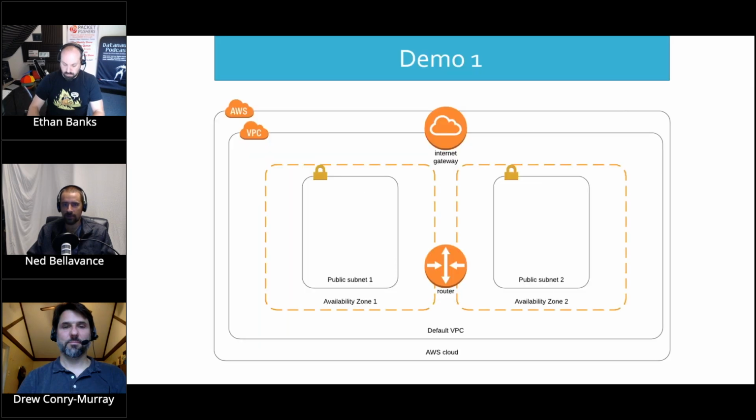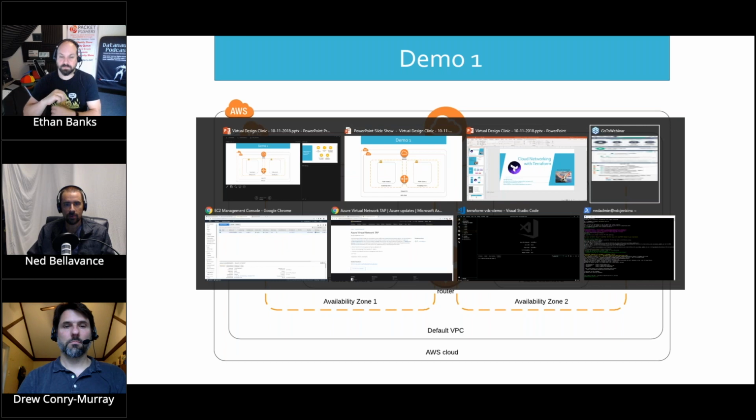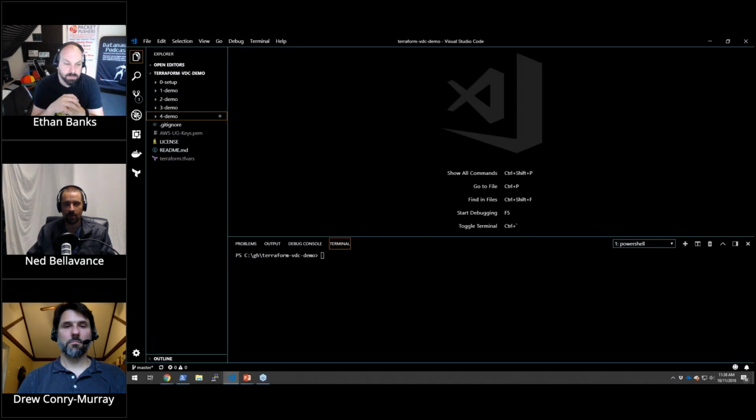So for the first demo, we're going to stand up a simple AWS VPC. For those who aren't familiar with AWS, VPC is their virtual networking construct. They call it the virtual private cloud, or VPC. And within the VPC, you have things like an internet gateway, one or more subnets. Subnets live in availability zones. And then you have a route table that tells the subnets how to direct their traffic around the VPC or out the internet gateway. So let's jump over to Visual Studio Code, my favorite.